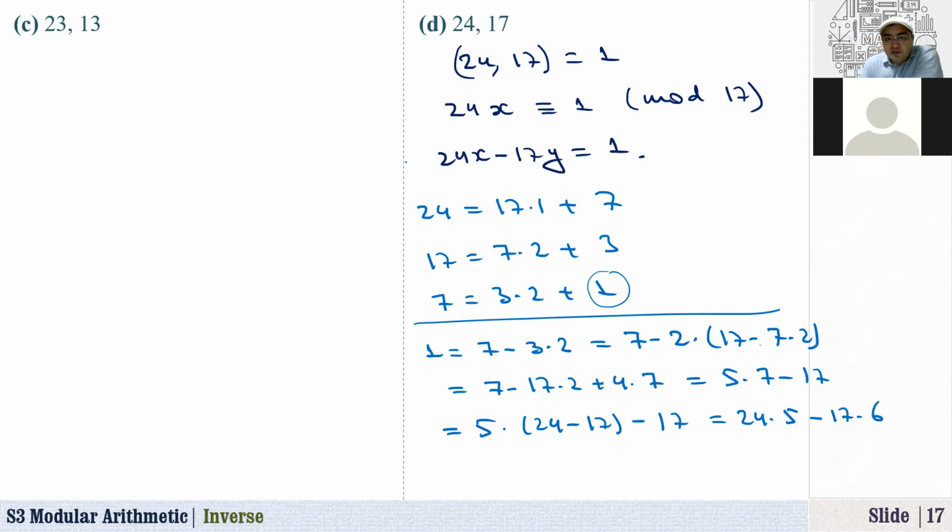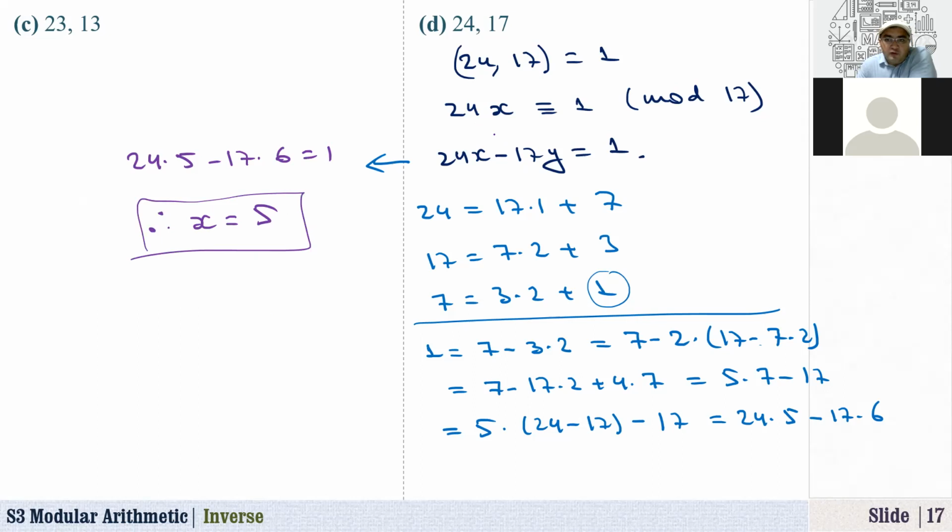So now if you just write, I can write this as 24 times 5 minus 17 times 7. That's equal to 1. And what is this x? Here x is equal to, we have 24 times x, that is 5. So which means that 5 is the inverse of 24 modulo 17.